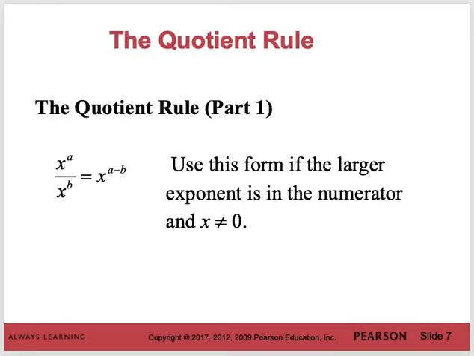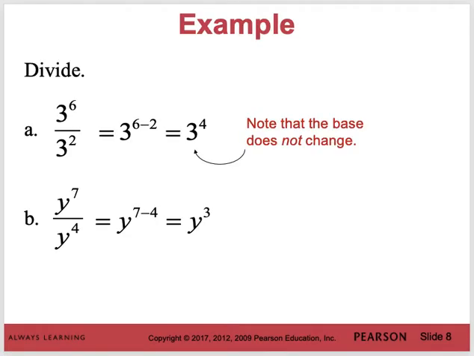The second rule is called the quotient rule. When we have the same coefficient on the top and on the bottom, or the same variable, we can subtract the exponents, the top exponent minus the bottom exponent, as long as our base value is not equal to 0. Here are some examples. You will see in example A that both values that are being raised to an exponent are equal to 3. So we can say 6, the top exponent, minus 2, the bottom, is now equal to 3 raised to the 4th power.